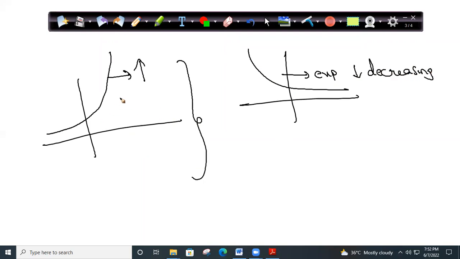What is the meaning of exponential? Exponential increasing means multiplying with a number greater than 1. I explained this so neatly in the last class.